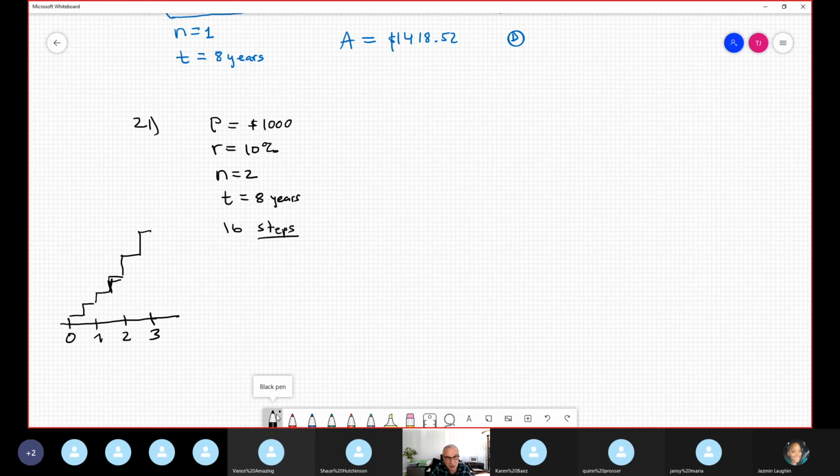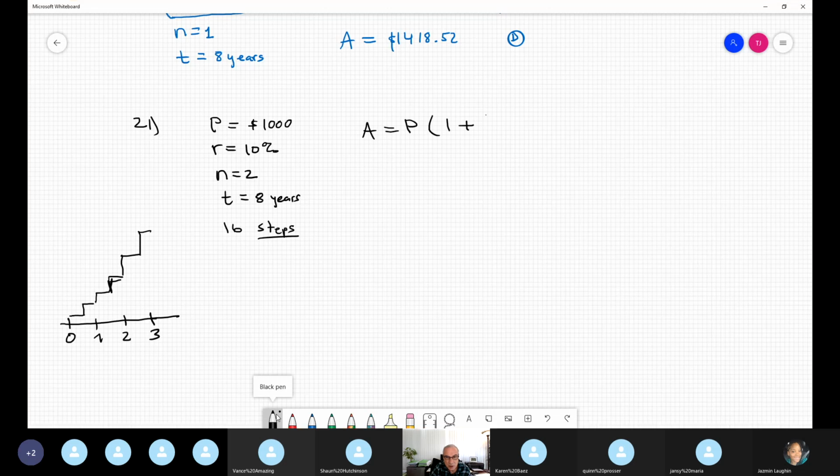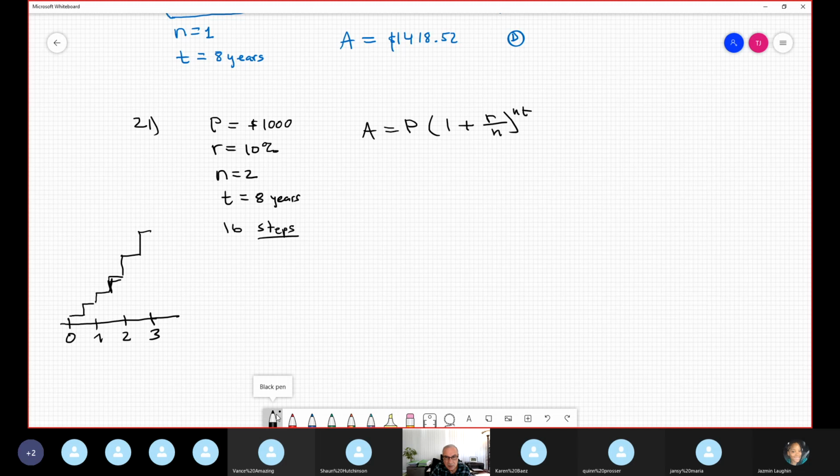But I don't care. I copy the formula. Future value is equal to present value times 1 plus r divided by n, raised to the nt. Future value is equal to 1,000 times 1 plus, don't forget to convert to decimal, 0.1 divided by 2, because compounding is 2. And the multiplication nt is 16. Look at that, the exponent is 16, 16 steps. Put it in a calculator. I would like you to put it in a calculator. Please try to practice this computation on your own calculator right now, and let me know the answer.